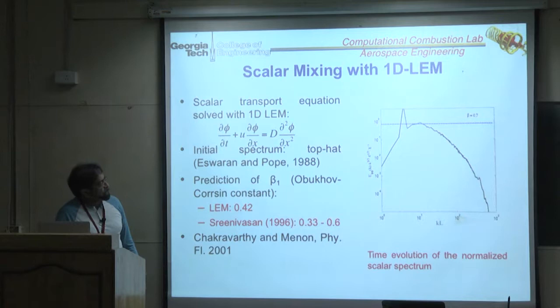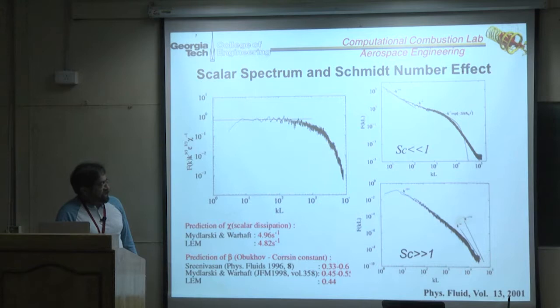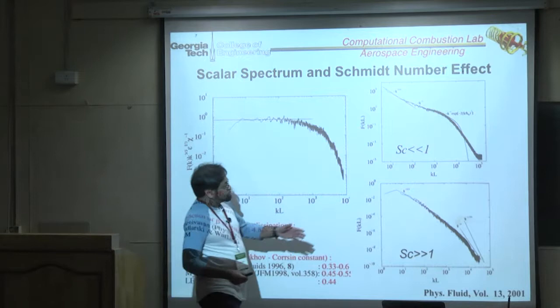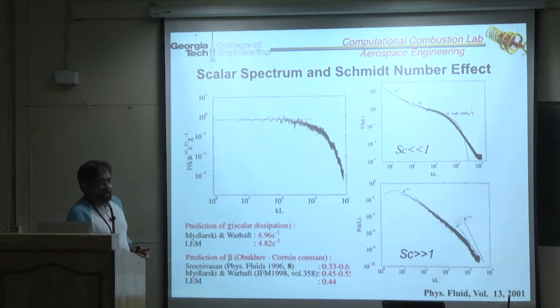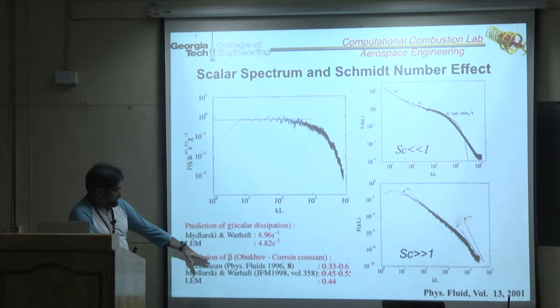And what is more interesting about this is that this is one of the tests that very few models can predict. If you had a problem with Schmidt number much less than 1, like Schmidt number is around 1 for fluid mechanics, but very much less than 1 or very large, classical experiments and old famous people have shown that the spectrums will change. The scalar spectrum will change. These are well-known classical things.